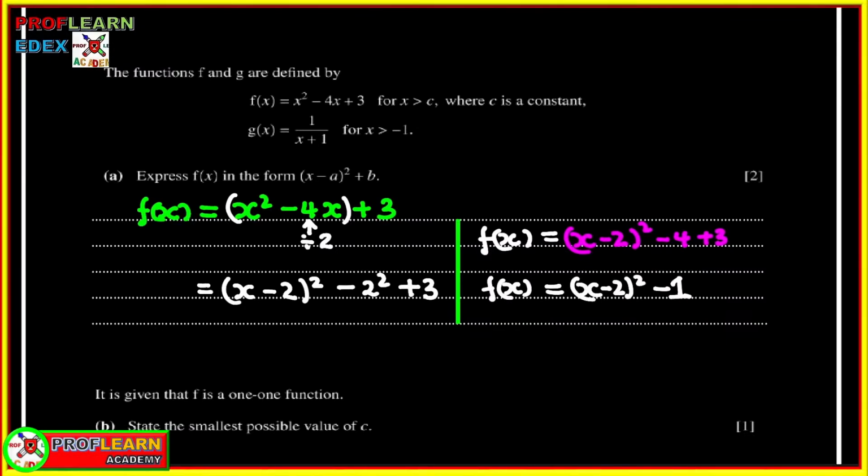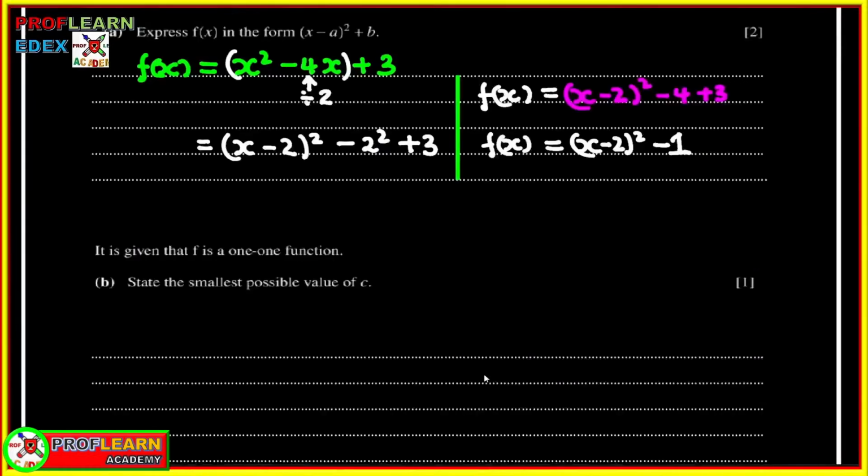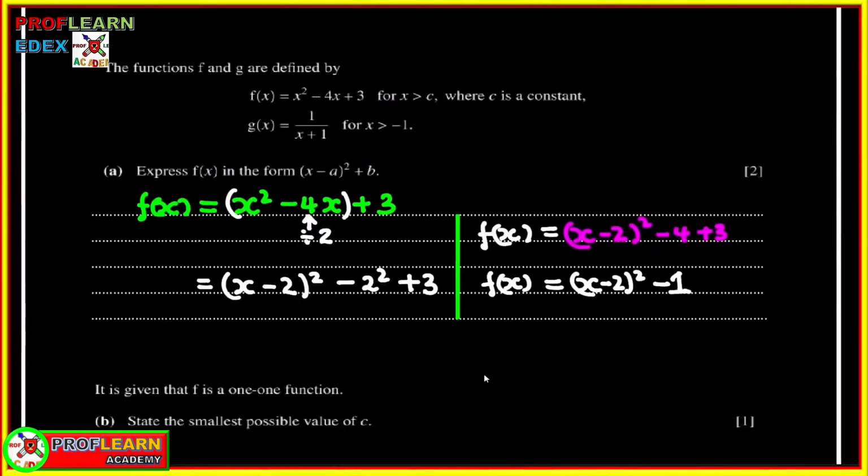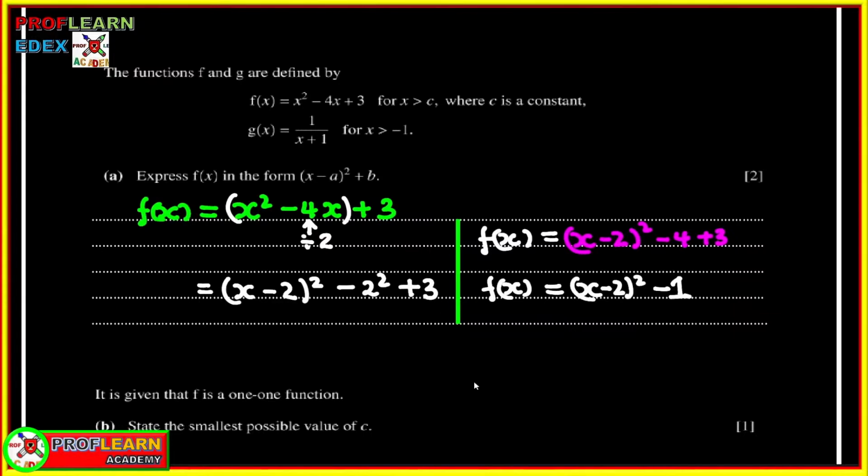So we have a function, and it's given that f is a one-to-one function. So we are supposed to state the smallest possible value of c. Now, using this function that we have completed above, we can get the turning point, the minimum point of this graph, or of this curve. So once we identify the turning point, we can now state what is the least possible value of c.